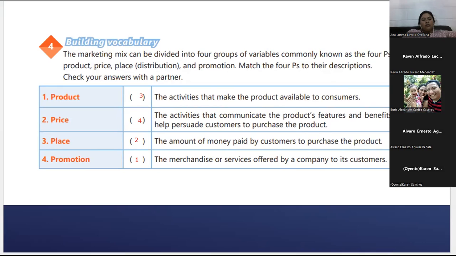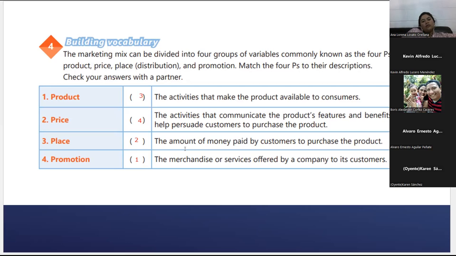Consumers. Aquí va el estrés, miren. Consumers. So the activities that make the product available to consumers. Customers is different. Consumers is pronounced different. All right.